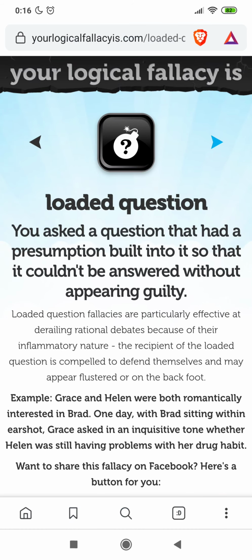Loaded question. You asked a question that had a presumption built into it so that it couldn't be answered without appearing guilty. Loaded question fallacies are particularly effective at derailing rational debates because of their inflammatory nature. The recipient of the loaded question is compelled to defend themselves and may appear flustered or on the back foot.